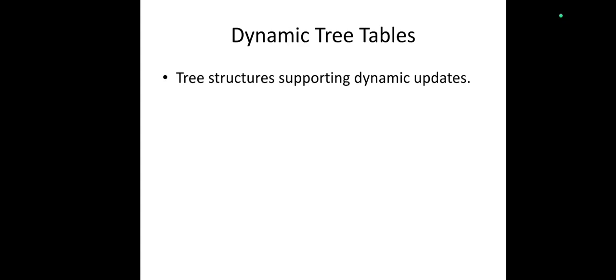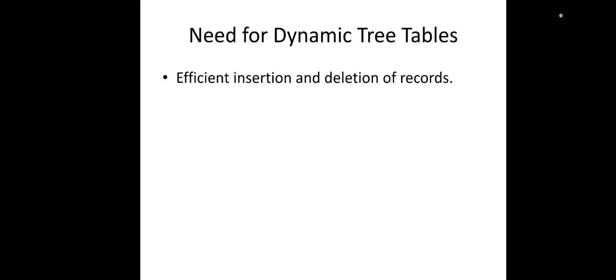Dynamic tree tables: a dynamic tree table allows insertions and deletions of nodes during execution. The structure changes dynamically according to user requirements. Need for dynamic tree tables: efficient insertion and deletion of records, flexible structure, efficient update, dynamic memory usage.